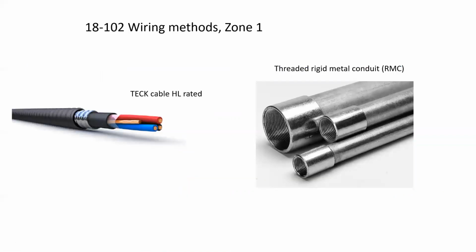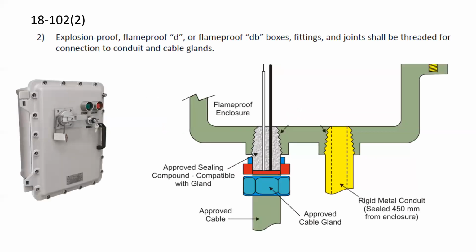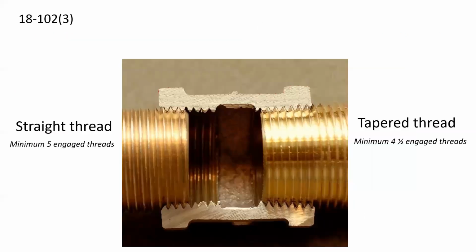18102 discusses wiring methods for Zone 1. They are primarily tech cable, which is hazardous location rated, and threaded rigid metal conduit. 18102, Subrule 2, indicates that explosion-proof, flame-proof fittings and joints shall be threaded for connection to the conduit and cable glands. And that makes sense. That's how all of our connections are going to be made to explosion-proof gear.